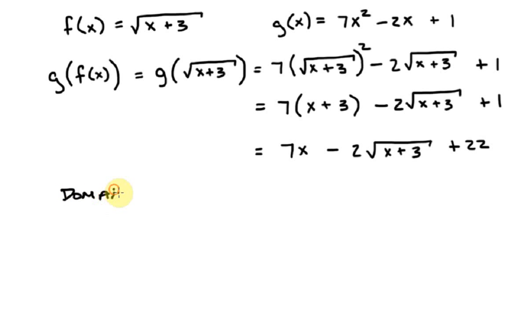Okay, so what works, what doesn't work? Anything goes for the 7x, and anything goes for the 22. It's this that's causing any sort of restrictions on numbers we can use. The x plus 3 has to be greater than or equal to 0, which means x has to be greater than or equal to negative 3. So getting the domain wasn't too bad. But the question is, how do we get the range?